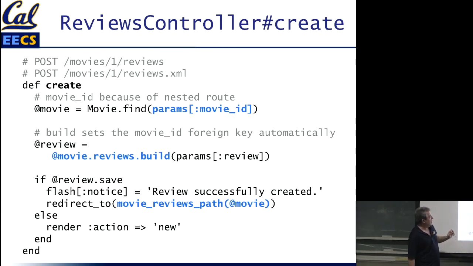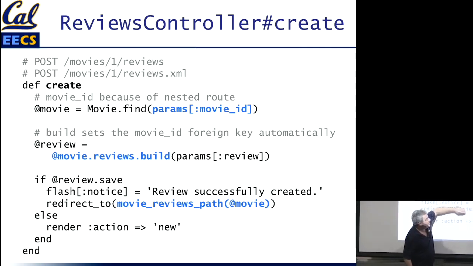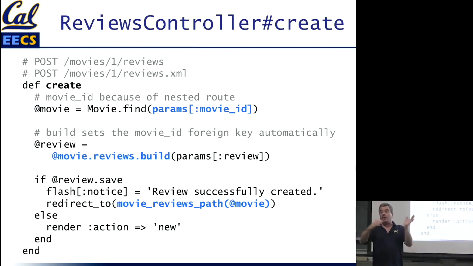If everything goes well, then I can redirect to somewhere. Where am I redirecting to? Well, in this case, I've chosen to redirect to the list of all reviews for that movie. Remember that in a non-nested resource, I can't cover both of these, but if reviews were not nested inside movie, reviews path all by itself would just be the list of all reviews. Now that it is nested inside the movie resource, movie reviews path is all the reviews for that particular movie.